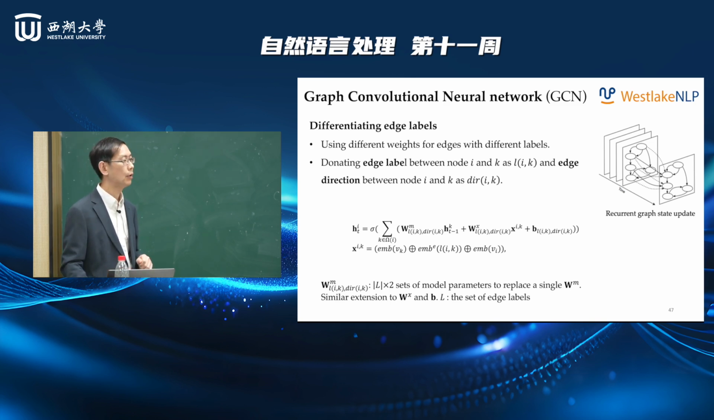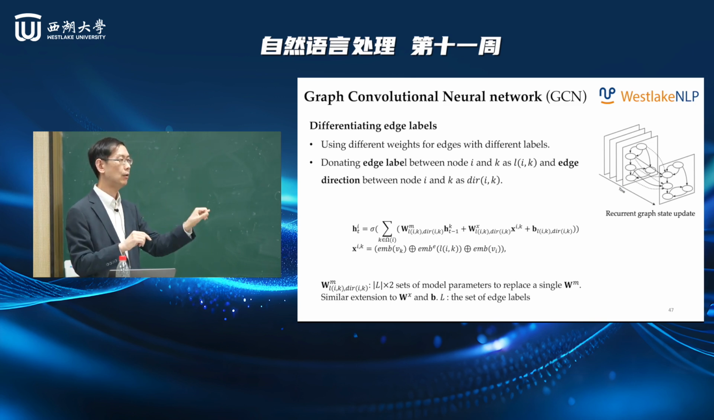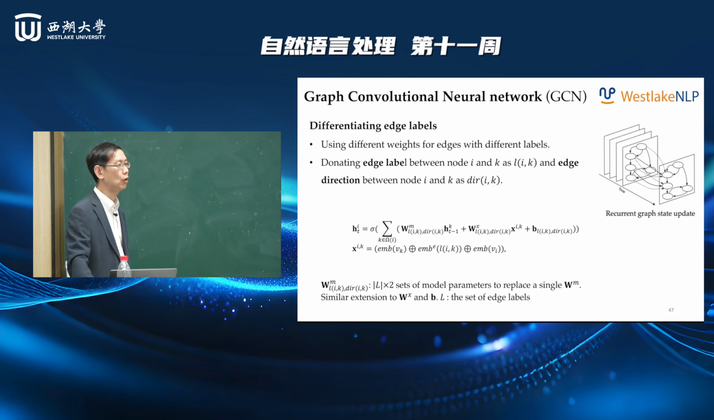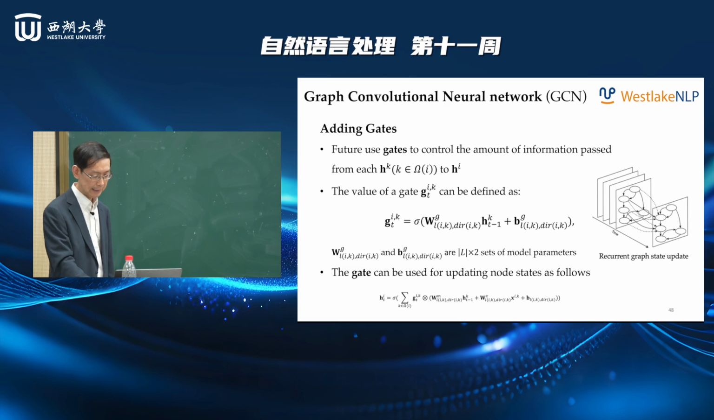So how many Wms do we have in the end? We have L times 2. This L is the edge label size. This 2 is the direction: incoming and outgoing. Okay. So this makes our GCN more powerful. And we can still make it even more powerful by borrowing the idea of gates.